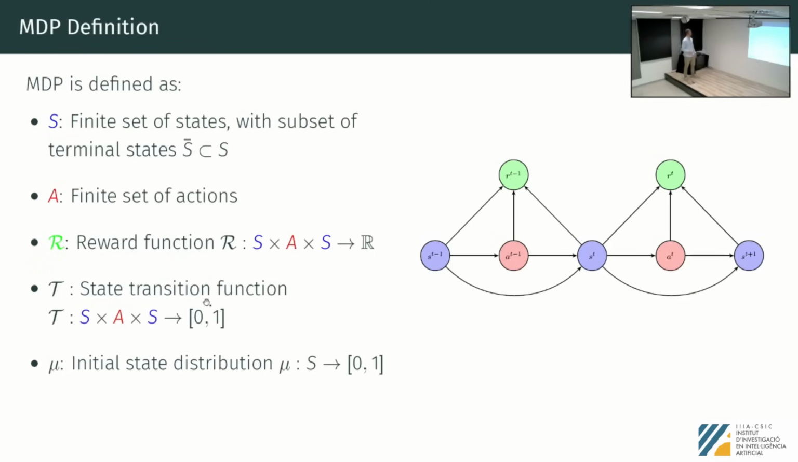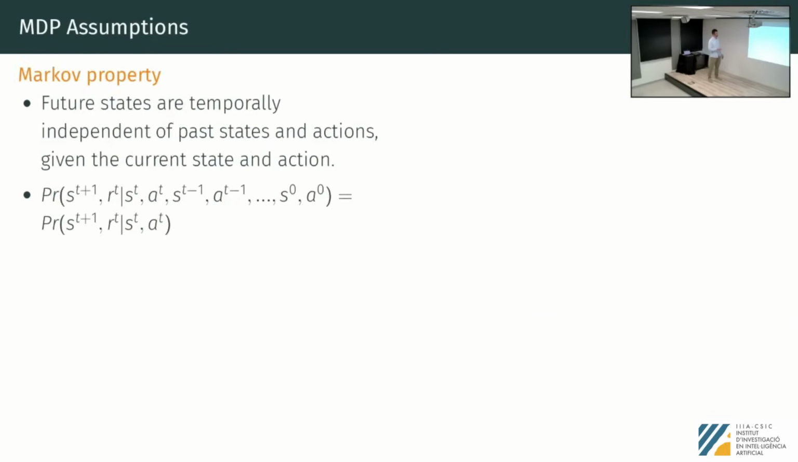And then there's a state transition function, which defines the probabilities with which we move from one state to another state given a particular action, okay? And lastly, there's an initial state distribution, which defines what the first state is. Okay, you can just say there's always one particular state that we start in. That's a Markov decision process.